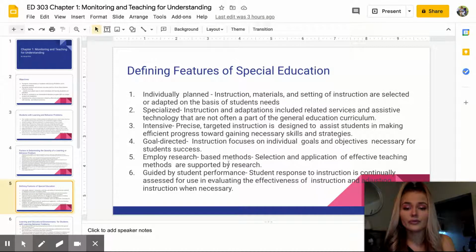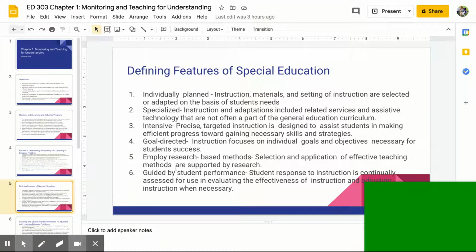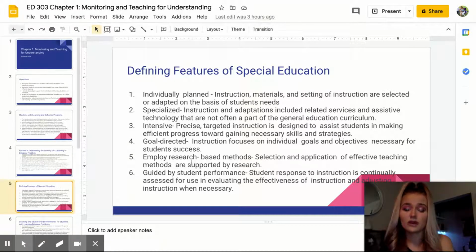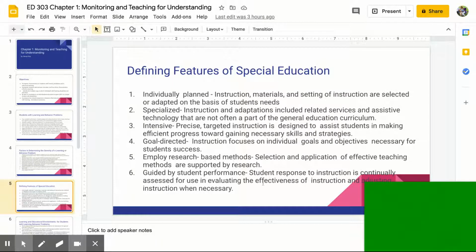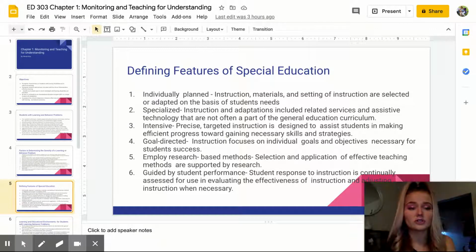Employ research-based methods. So we want to extract from successful research and apply that into our own curriculum and help students succeed. Guided by student performance means student response to instruction is continually assessed for use in evaluating the effectiveness of instruction and adjusting instruction when necessary.